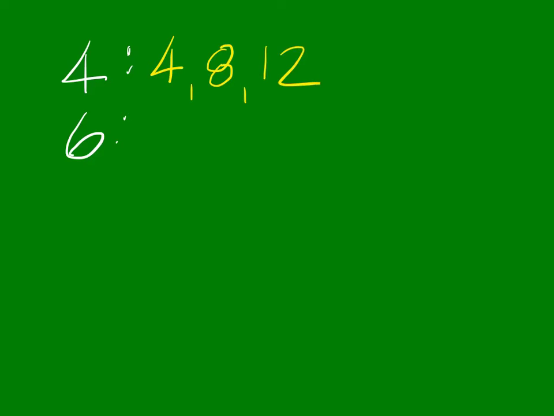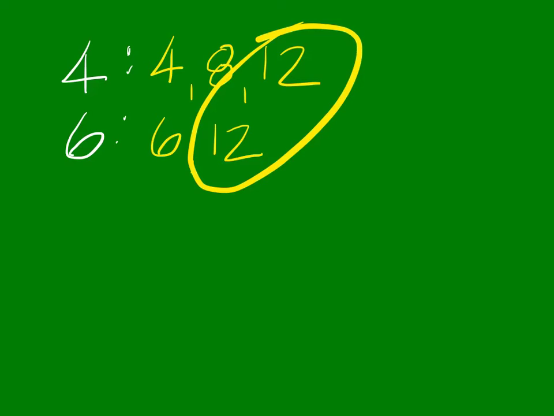Tell me what the least common multiple is for these two numbers. Alright, let's see if 12 is the right answer. 4, 8, 12, and then 6, 12. So yeah, that's it. 12 is the right one.